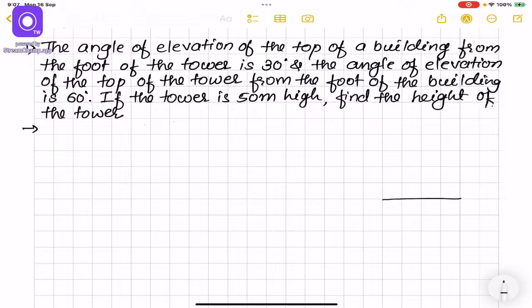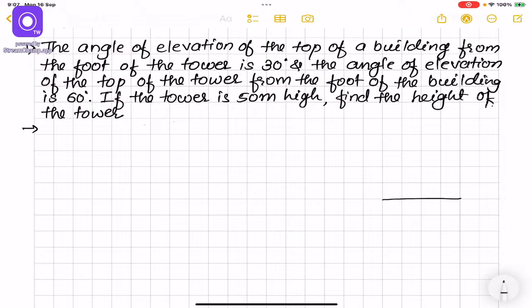Yeah, good morning everyone. Now I am discussing the questions which I have got as doubt. So let us move to the first question. The question is already written.